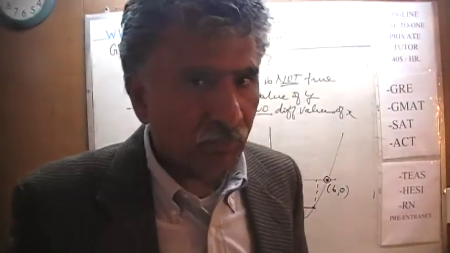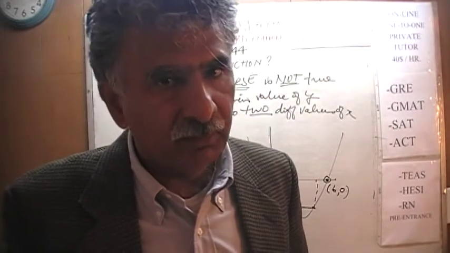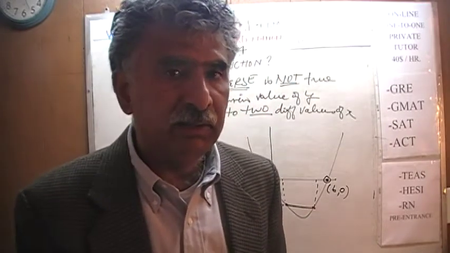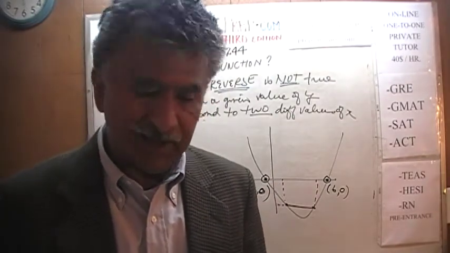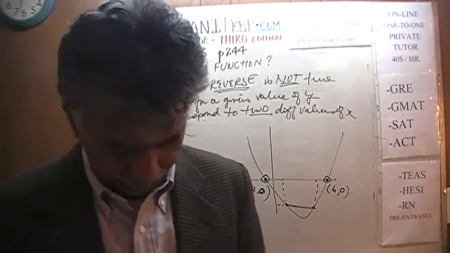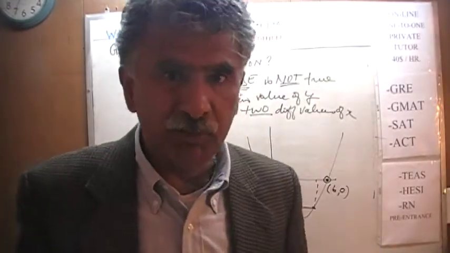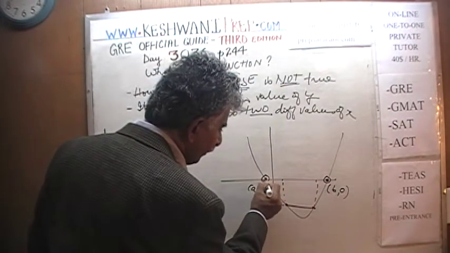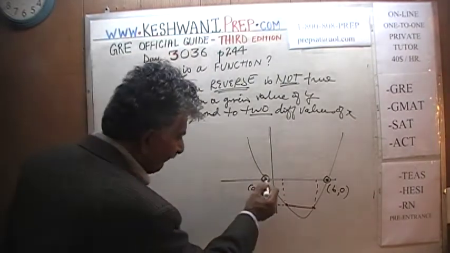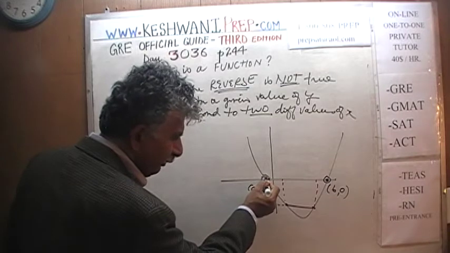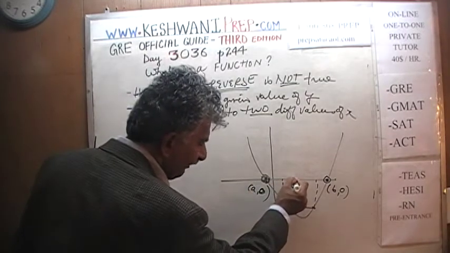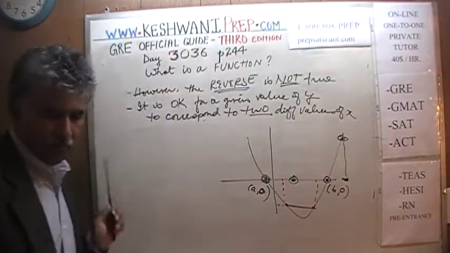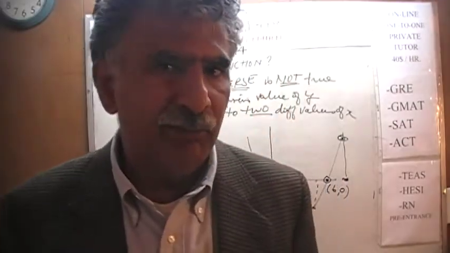It is okay for a given value of y to correspond to two different values of x, but the reverse cannot hold. Two different values of y cannot come from one value of x. Each value of x must give us a unique value of y, which is true here. When x is equal to a, y is 0. That's the only value of y. Similarly here, when x is this, y is this. One given value of x gives us one unique value of y. It is a function.